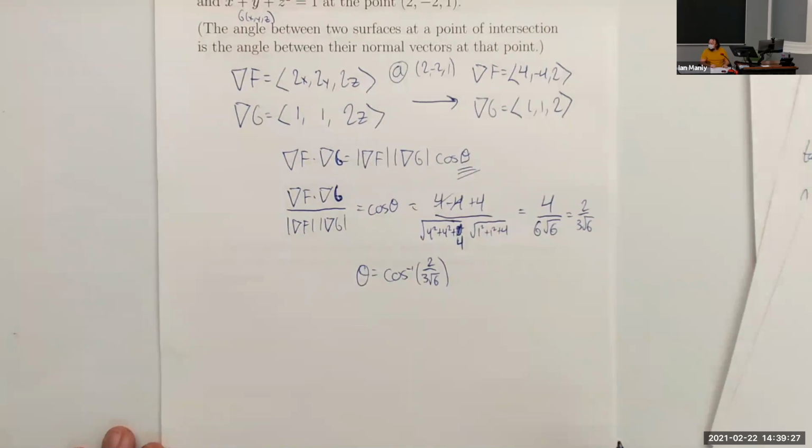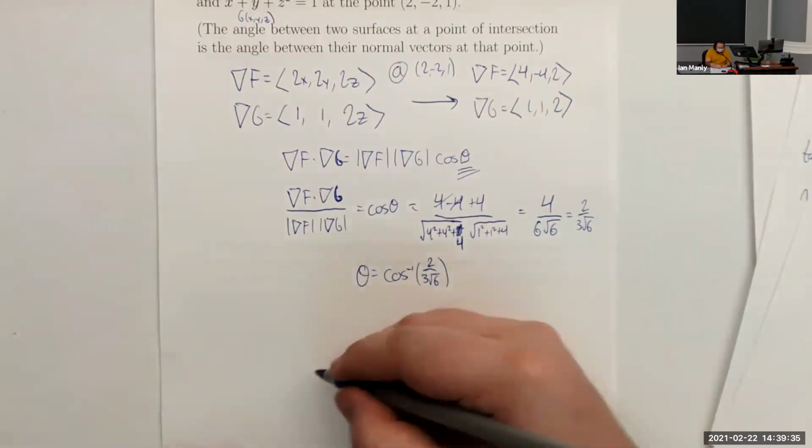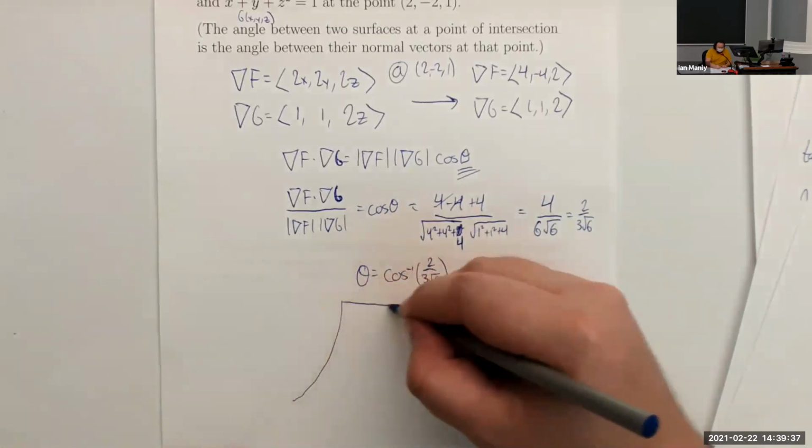Oh, turn the 1s into 4 over 4? Yeah, I guess I could have done that. All right, there we go. So that's how we find the angle between two different surfaces. So let me try to draw a picture of this. Might not be very good.